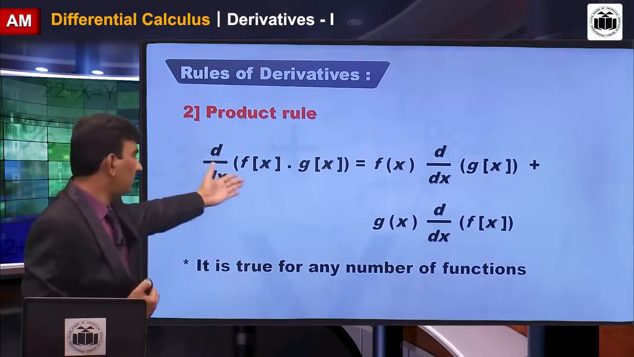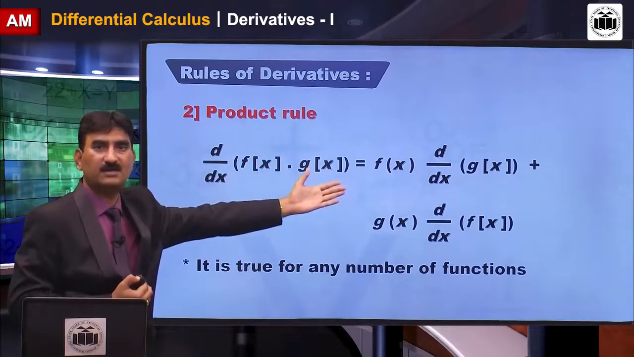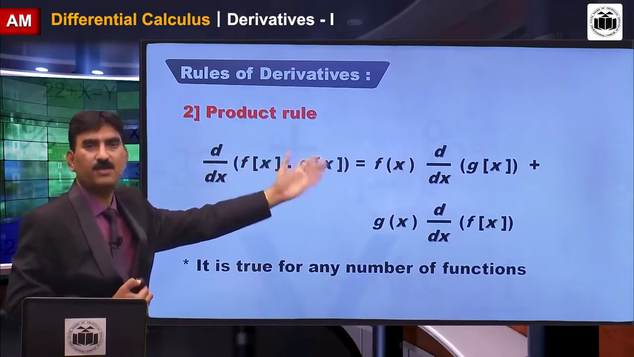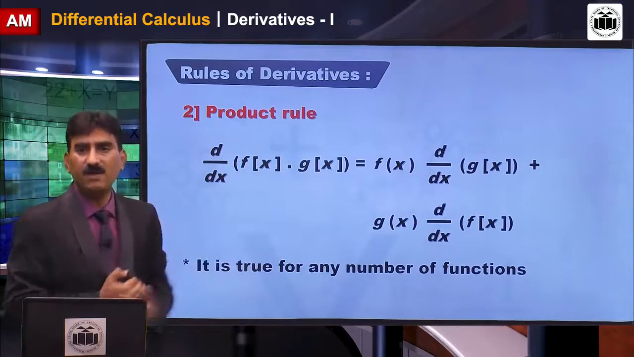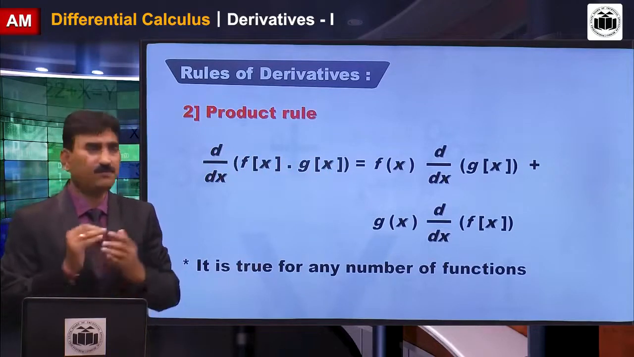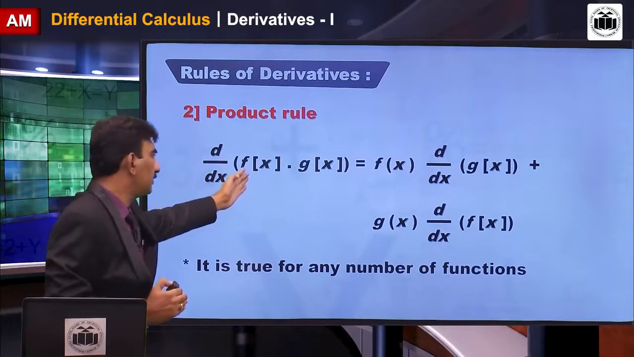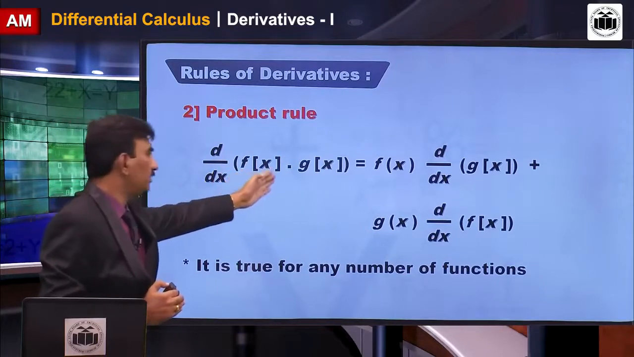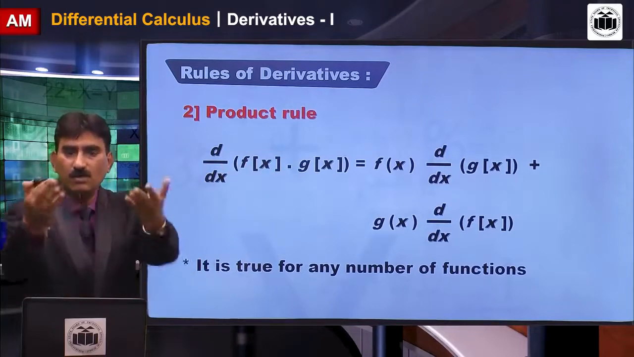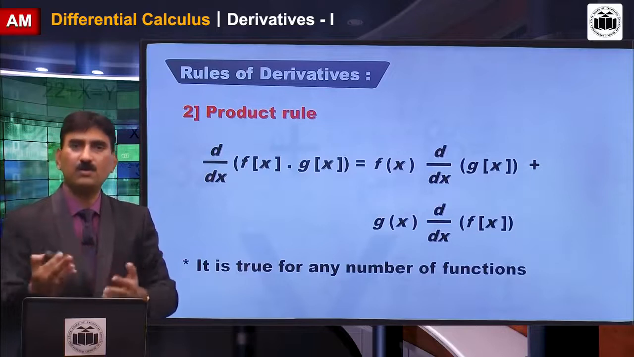See, it is a product rule but in between there is a plus sign. What is that rule? f of x into derivative of g of x plus g of x into derivative of f of x. Now, how do you remember this result? Simply, I am putting 1 instead of f of x, and 2 instead of g of x. Now, in your own language, you have to tell me how you write down this rule.